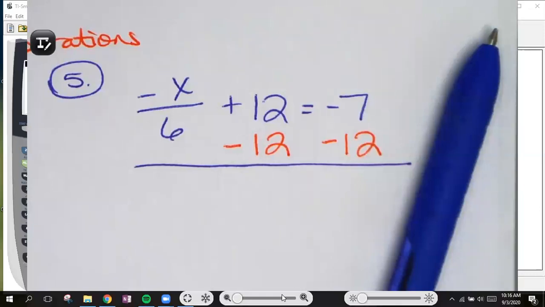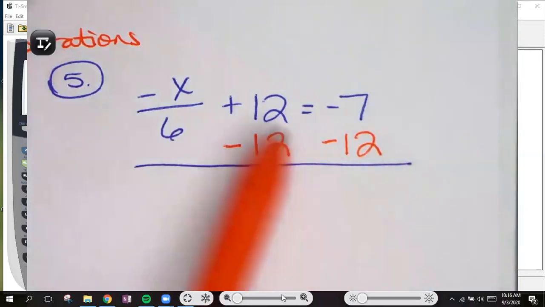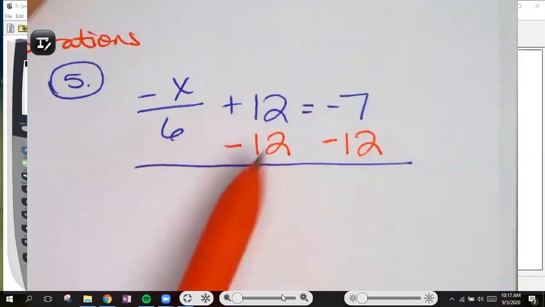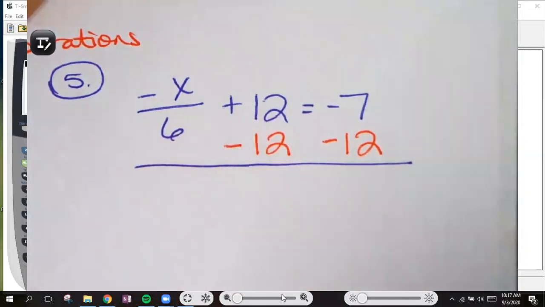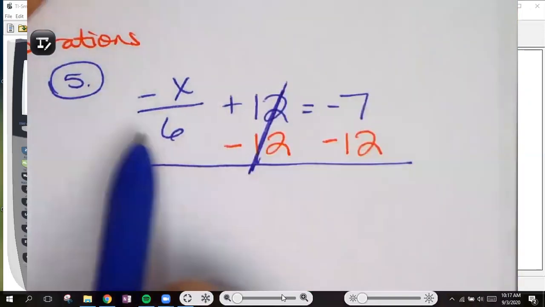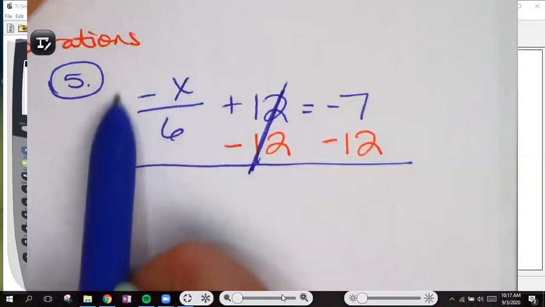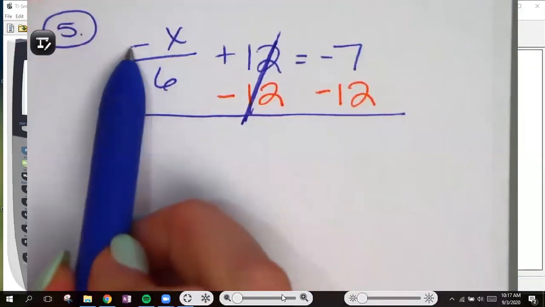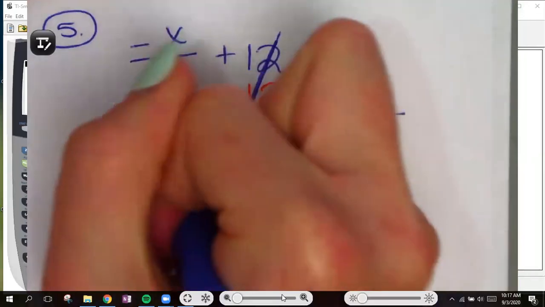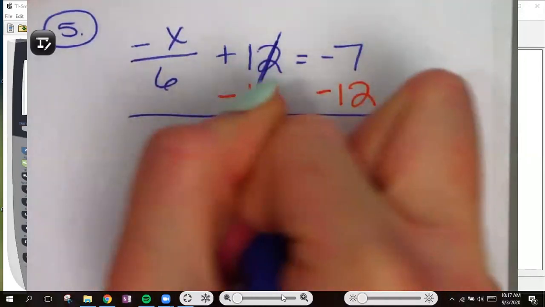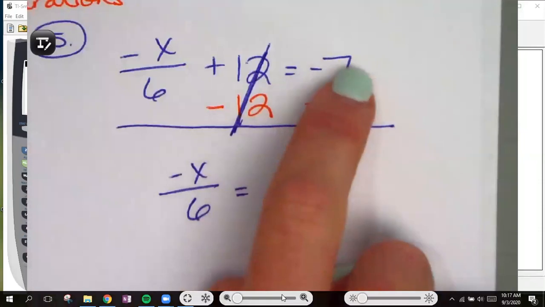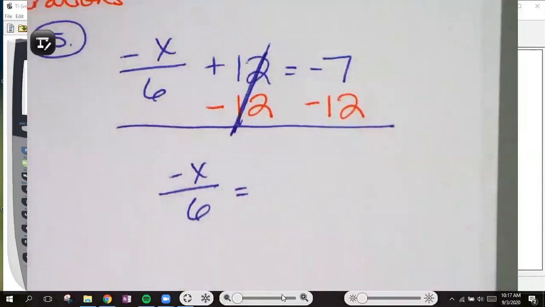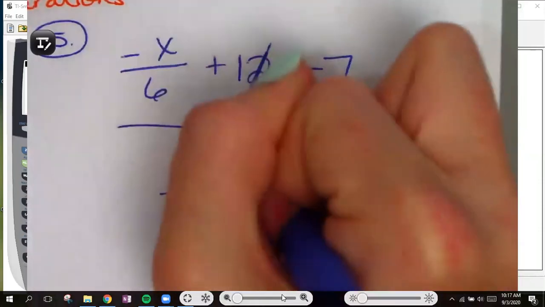Okay, so we had positive 12 minus 12. What happened? They canceled. What's left on this side of my equal sign? Negative x over 6 equals negative 7 minus 12, which is negative 19.